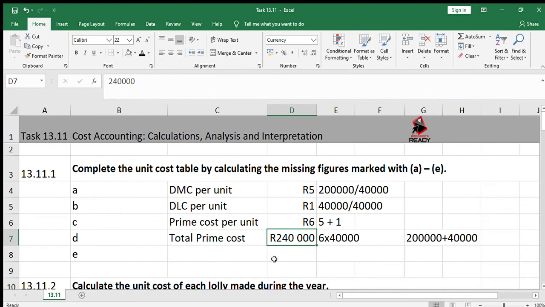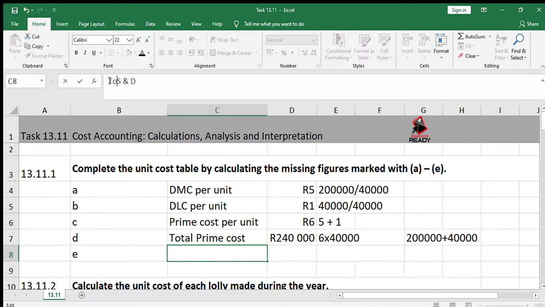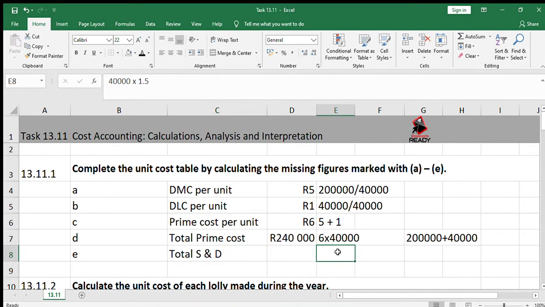Then E, we have to calculate the total selling and distribution cost. So this is the total selling and distribution. We've been given the unit selling and distribution, so we'll take the unit selling and distribution, which is 1.50, and multiply it by 40,000 units. That gives us an answer of 60,000 Rand.